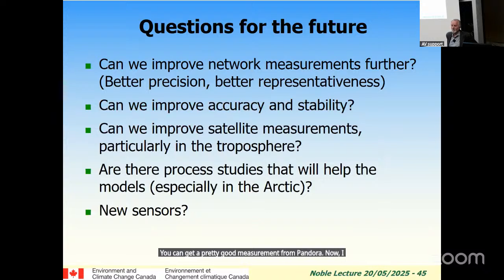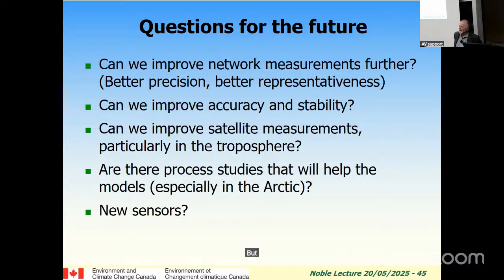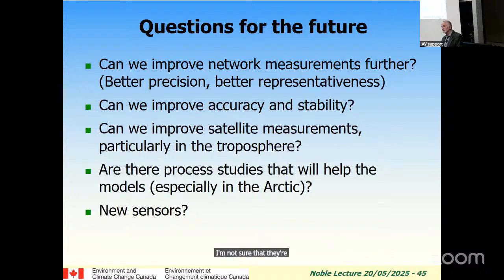Now, I understand my colleague Jonathan is pretty scathing about the construction quality, but they're like $40,000 or something. And you can make a diode array spectrometer that'll give you more than just what the Brewer does, a lot less expensively. So that's a long way of saying I can't really comment, but I'm not sure that they're the future. You should ask Tom. I'm sure he'd give you quite a different answer.